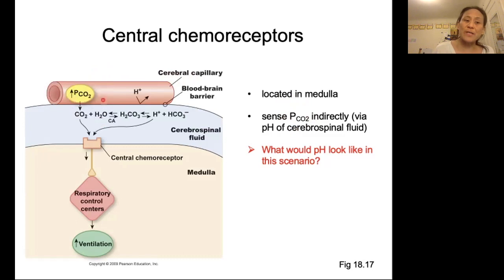We have an increased PCO2 in the blood. Take a look at this question. What is that going to do to the pH in the cerebrospinal fluid? So I'm going to give you a few seconds to think about that.